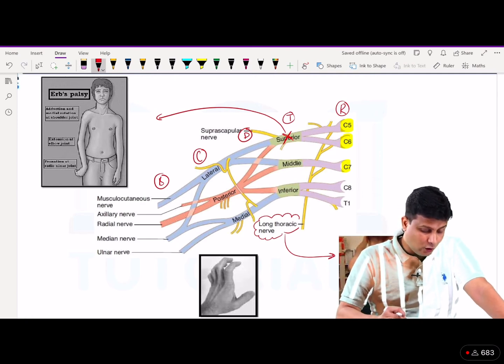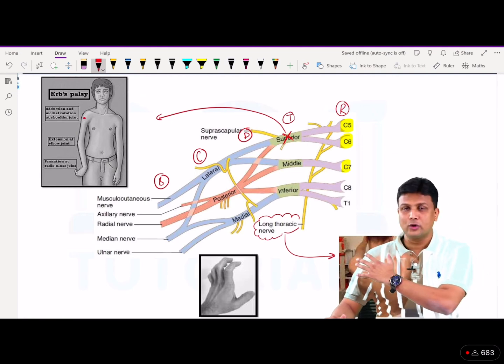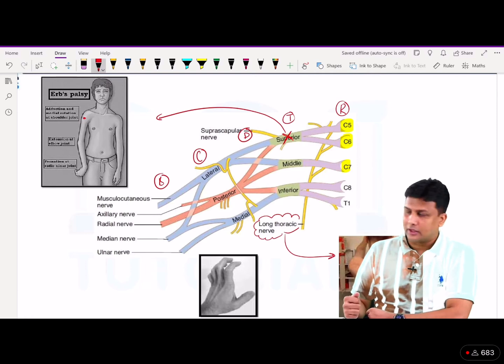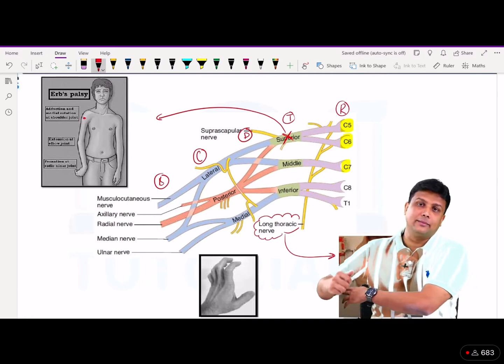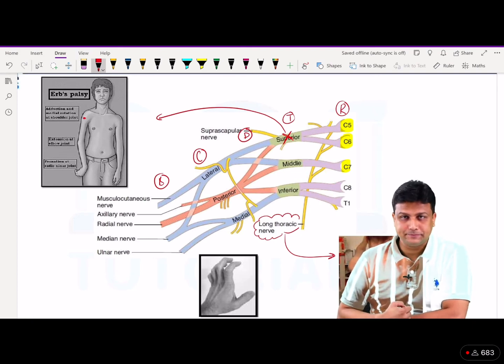And not only that, you also have to remember what is going to happen at each and every point. Number one, what is going to happen at the arm, at the shoulder joint? The arm will be actually adducted. The person will not be able to abduct the arm. He is not going to take the arm away from here. So the arm will be adducted and it is medially rotated.